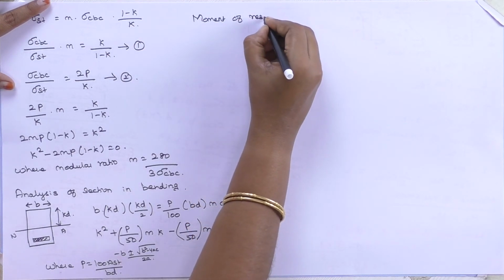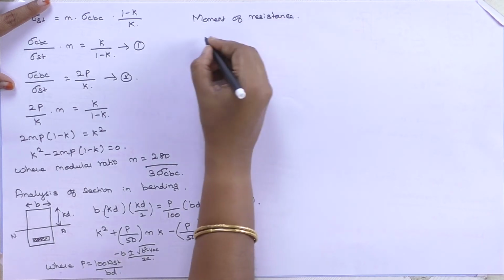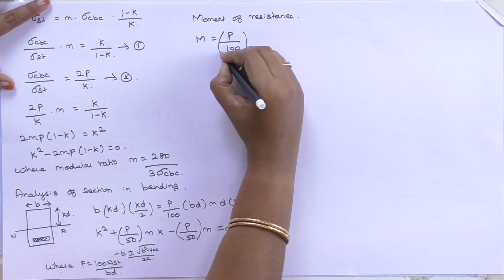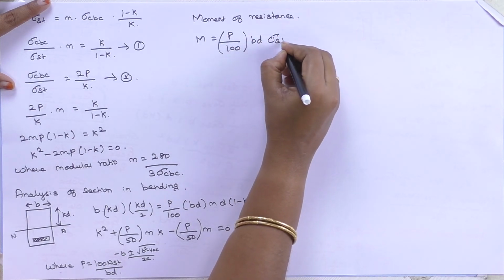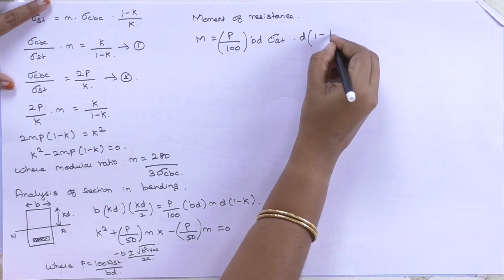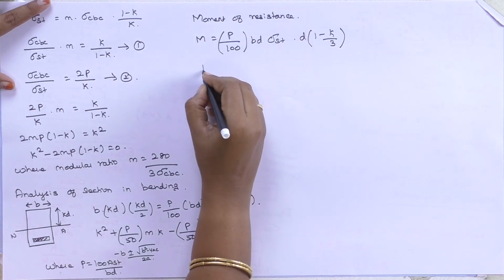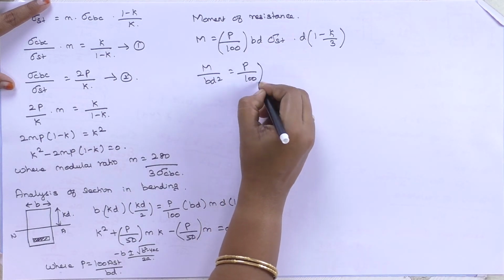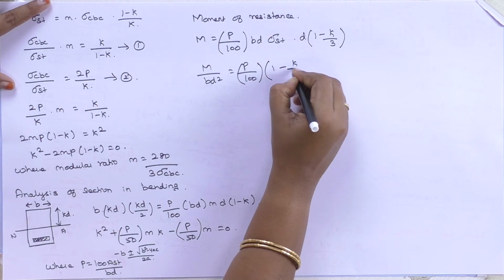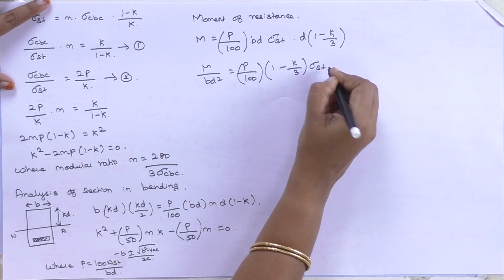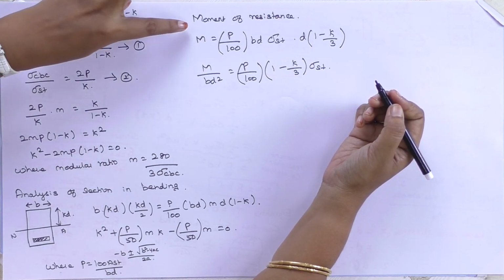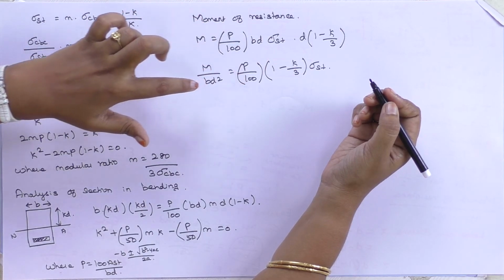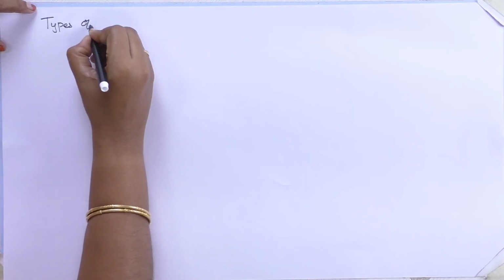Moment of resistance M is equal to P divided by 100 into BD sigma ST D 1 minus K by 3. M divided by BD square is equal to P divided by 100 1 minus K divided by 3 into sigma ST. This is what we are going to have, the moment of resistance for a section when we have percentage of steel provided.